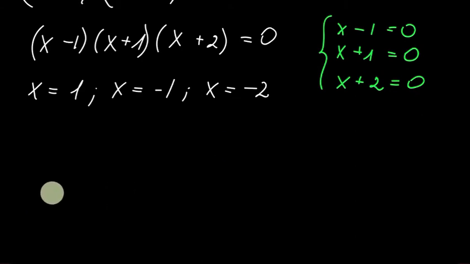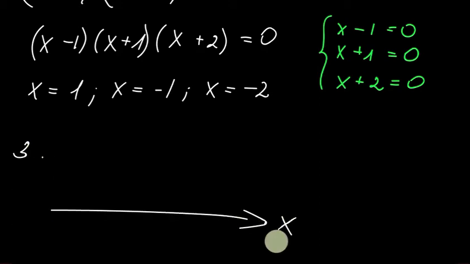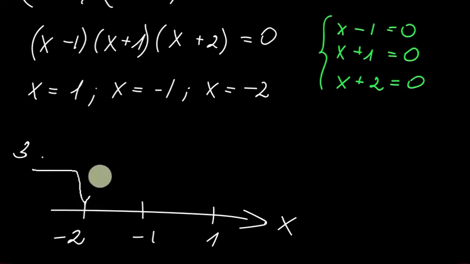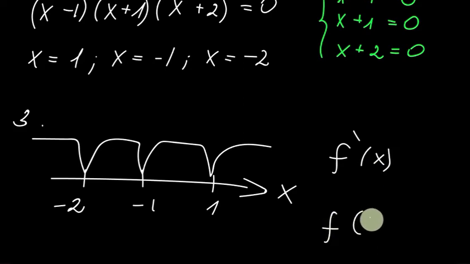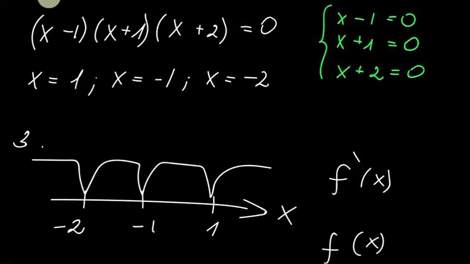Okay, let's continue. So now third step, we draw a line and we put our -2, -1, and 1, draw intervals, and now we need to calculate if our derivative is positive or negative in these intervals. If we take -10 for example, this will be negative, this will be negative, and this will be negative, so the whole thing will be negative.